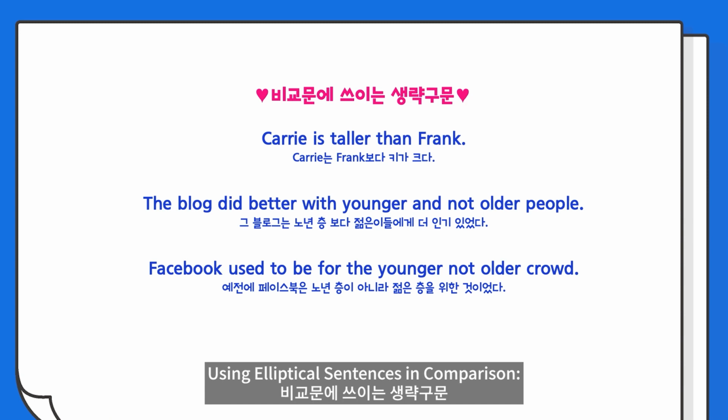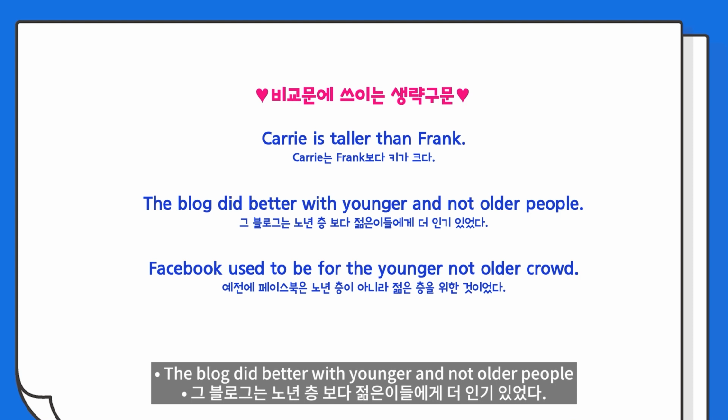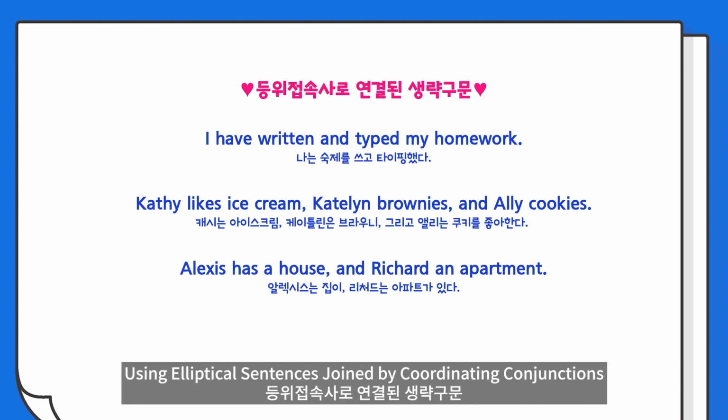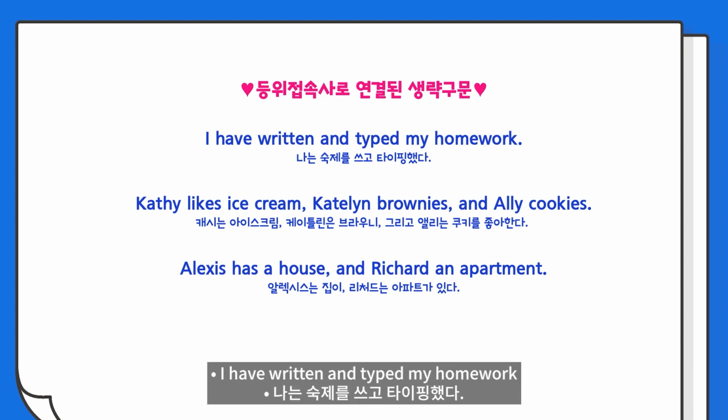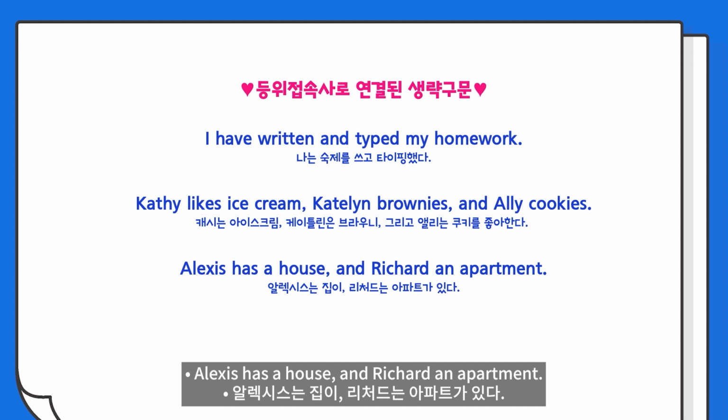Using elliptical sentences in comparison. Carrie is taller than Frank. The blog did better with younger and not older people. Facebook used to be for the younger, not older crowd. Using elliptical sentences joined by coordinating conjunctions. I have written and typed my homework. Kathy likes ice cream, Caitlin brownies, and Allie cookies. Alexis has a house, and Richard an apartment.